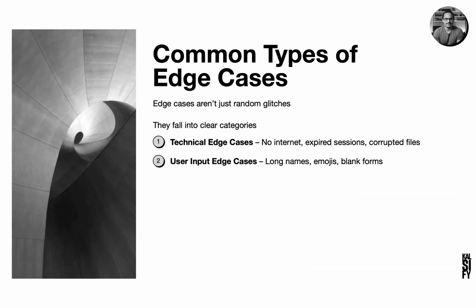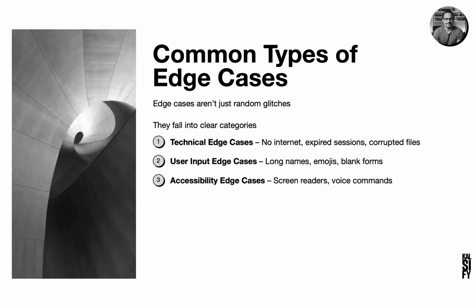Second is user input edge cases. Users do all kinds of unexpected things: typing super long names or just one letter, adding emojis, symbols, or extra spaces, copy pasting weird text formats, leaving forms blank and still trying to submit. When Twitter allowed custom display names, people filled them with emojis, which broke the UI. They later had to add limits.